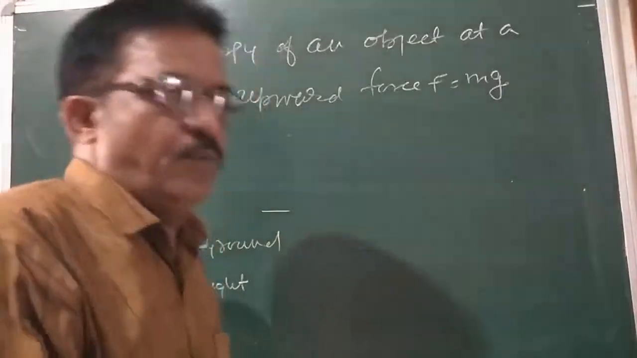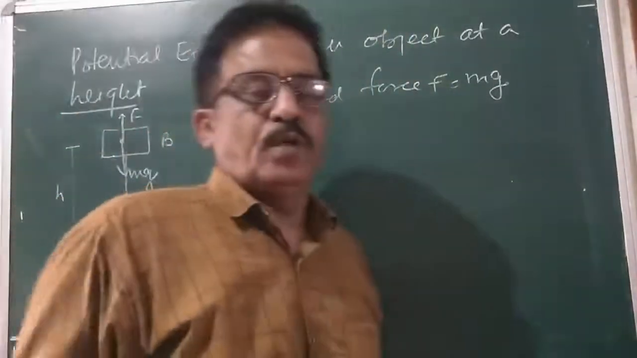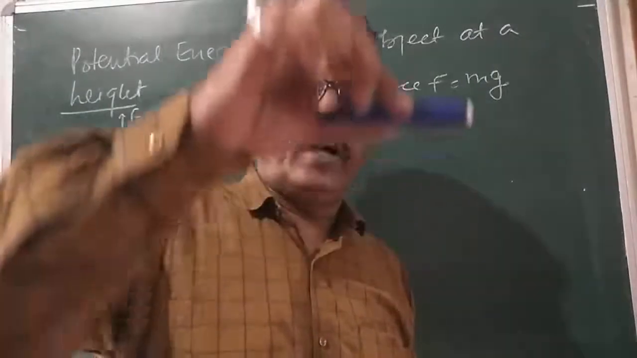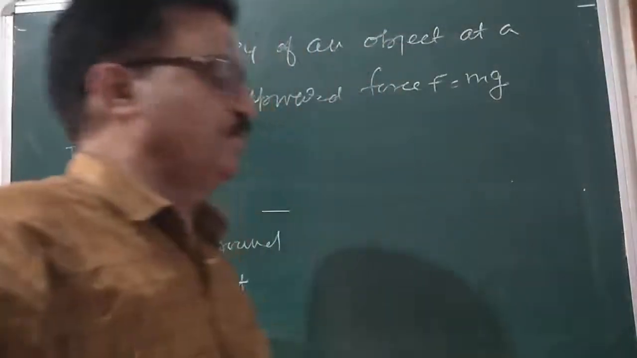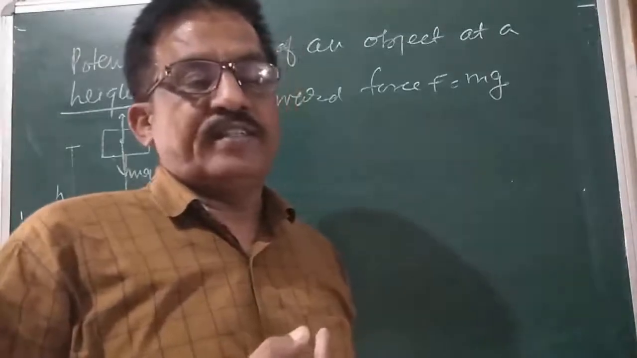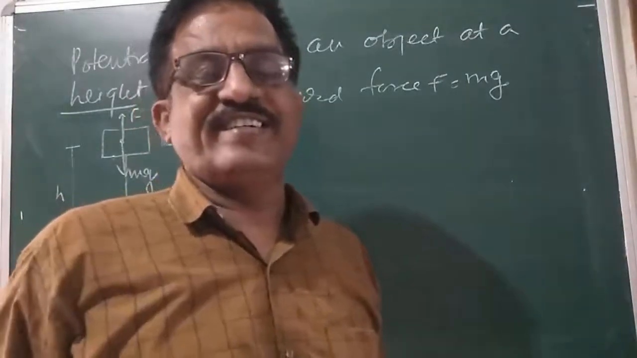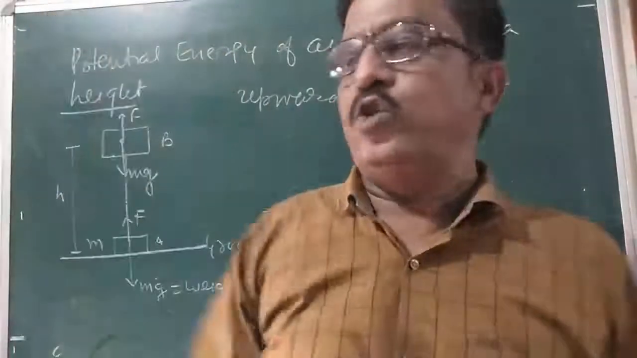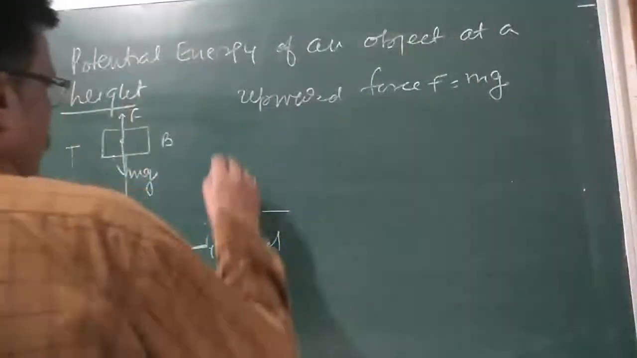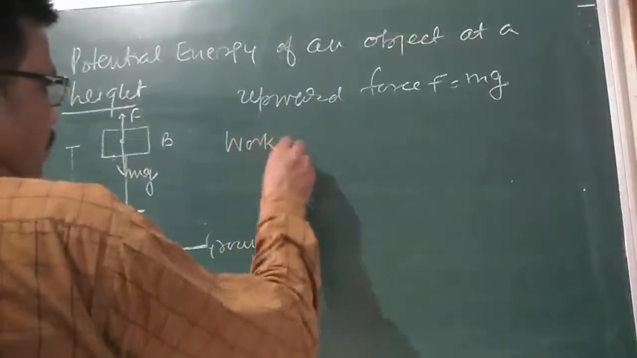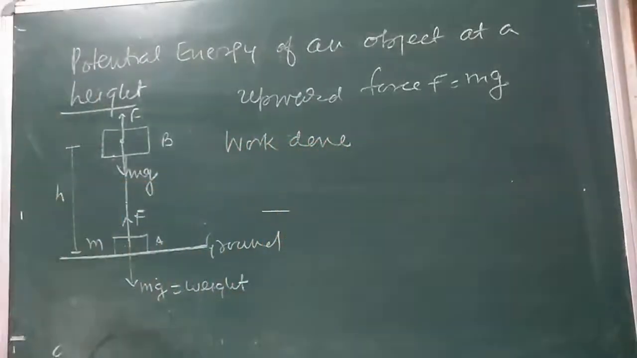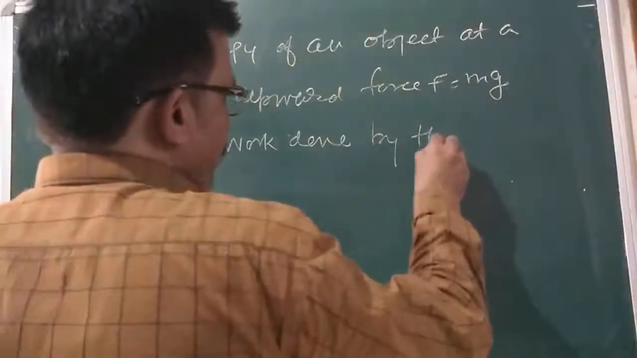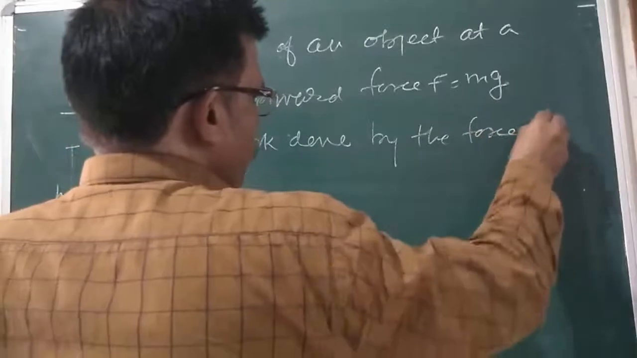When you are taking the body upwards from the surface of the earth, say suppose this is the surface of the earth, you are taking the body upwards. So what will happen? Sir, we have to do work. So we have to do work when the body is moving from the point A to the point B. The work done by the force F here.